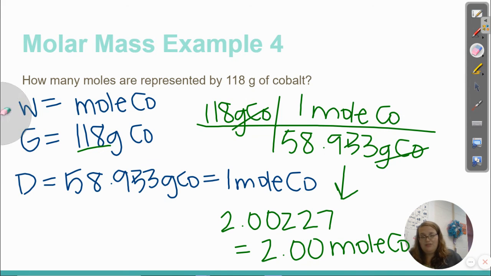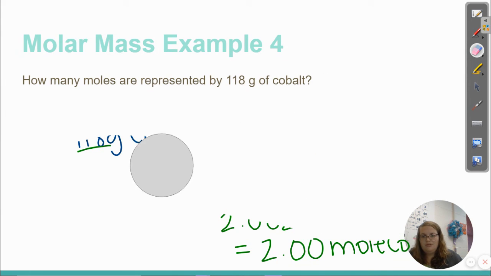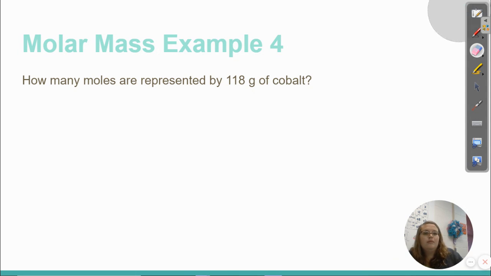All right, so now we're going to go through our density problems. Just kidding.